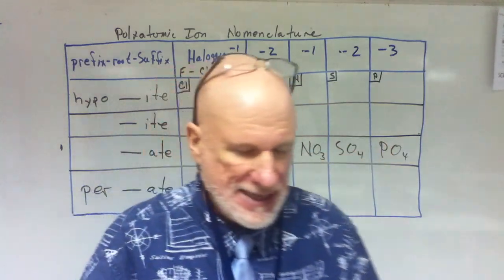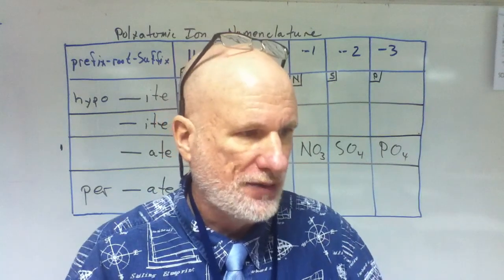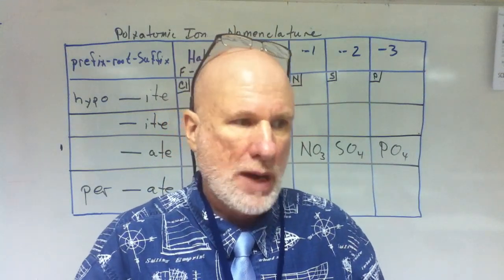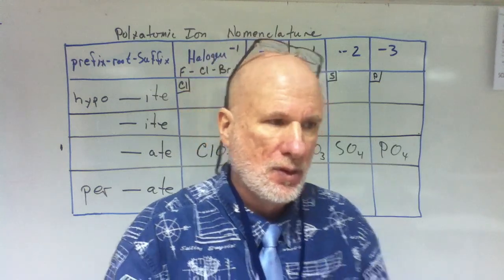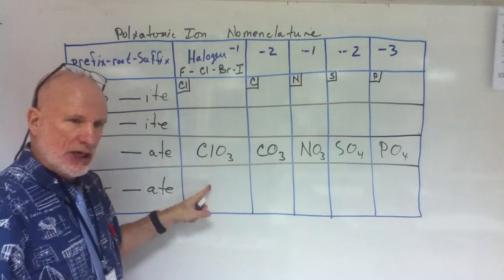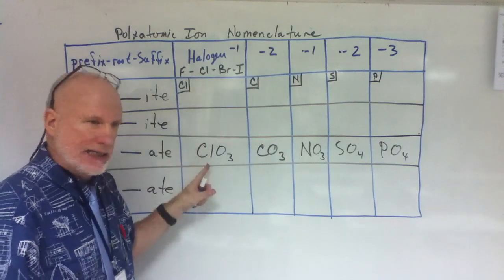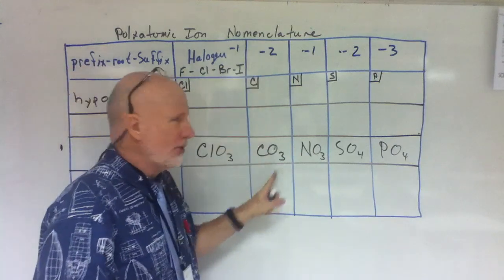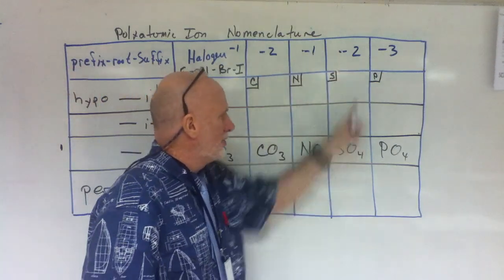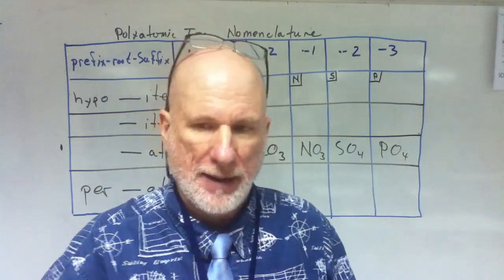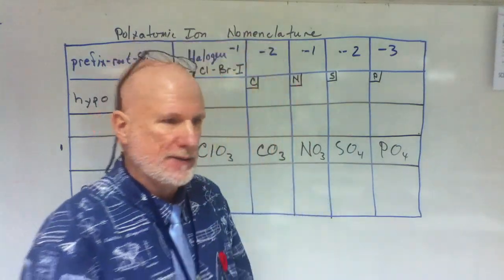Now, in part 2 of this, I will write the formulas for each one of these. Each ion here will be -1. Each ion here will be -2, -1, -2, -3. Clear? Okay?